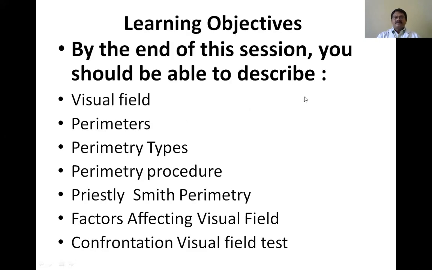Today's learning objectives for this session are: you must be able to know what a visual field is, and what the different types of perimeters are, and how they work, whether they belong to kinetic or static perimeters. You must know the perimetry procedure, and how to do visual field estimation using the Priestley-Smith type of perimeter, or by the confrontation method as a complete examination of the second cranial nerve. You must also know the different factors which will affect the visual field.